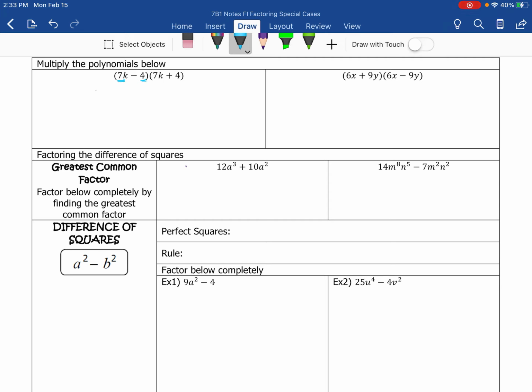So I just want to show you, so I have two terms. One is minus, so this is the sum and difference. So this is 7k minus 4 and 7k plus 4. So you have the same two terms.